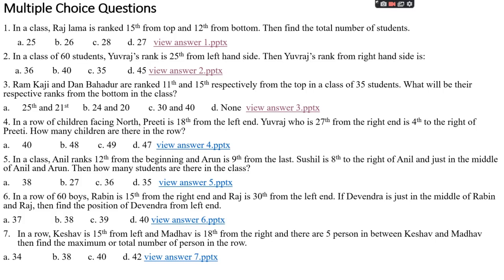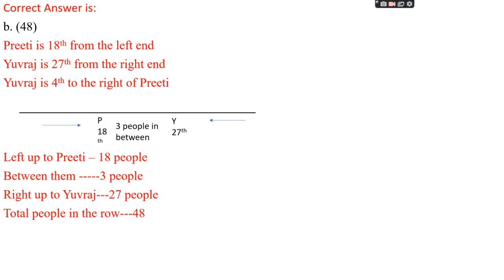Question number 4. In a row of children which is facing north, Preeti is 18th from the left hand. Yuvraj, who is 27th from the right hand, is 4th to the right of Preeti. How many children are there in the row? Option A 40, option B 48, option C 49, or option D 47. The right answer is option B, that is 48.